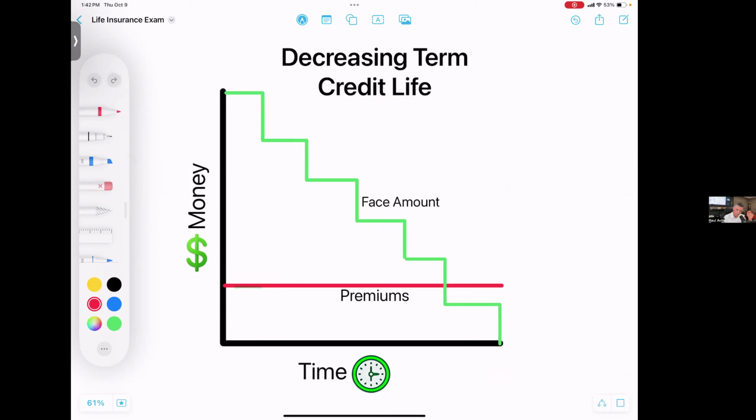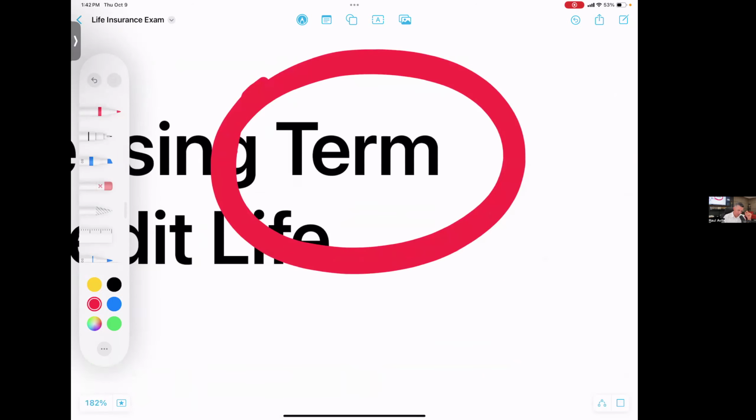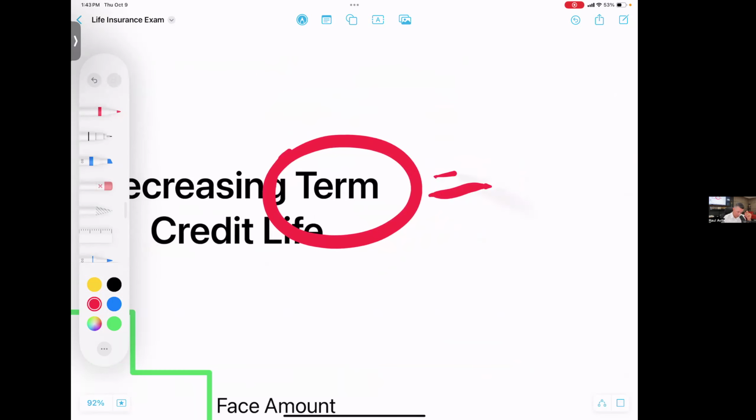Got it? Then decreasing term, you can choose to what age you want it. Term insurance is for a certain period of time. It never goes to age 100. Term insurance does not go to age 100. Term insurance ends before age 100. The only thing that goes to age 100 is what? Whole life. Yes.